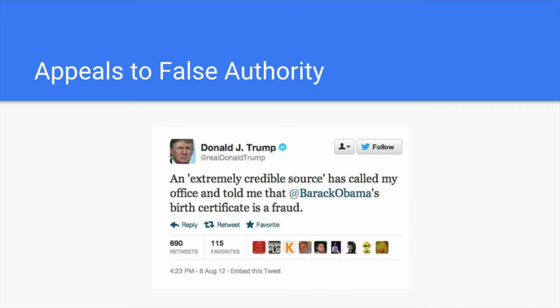Another one is appeals to false authority, and one great example of this is Donald Trump, where he says, in quotes, an extremely credible source has called my office and told me that Barack Obama's birth certificate's a fraud. And this is very clearly an appeal to false authority because he says extremely credible source, and this doesn't really have any backing up.